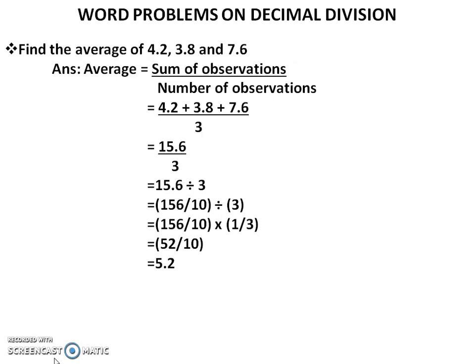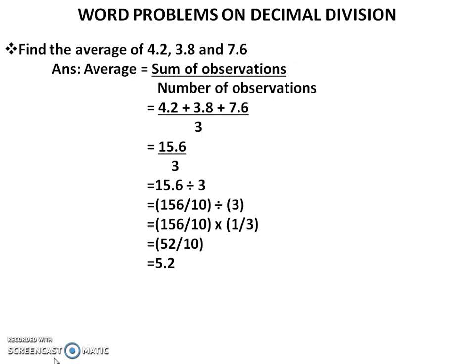The first question, find the average of 4.2, 3.8 and 7.6. Average. What is average? Average is equal to sum of observations by number of observations. Here, which are the observations given to you? The observations are 4.2, 3.8 and 7.6. Sum of observations. What does it mean? That is, you are going to add all the observations. That is the numerator. 4.2 plus 3.8 plus 7.6. Divided by number of observations.